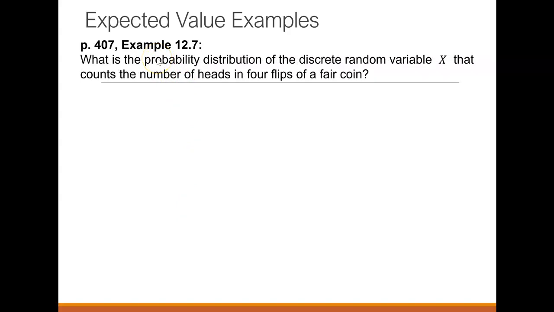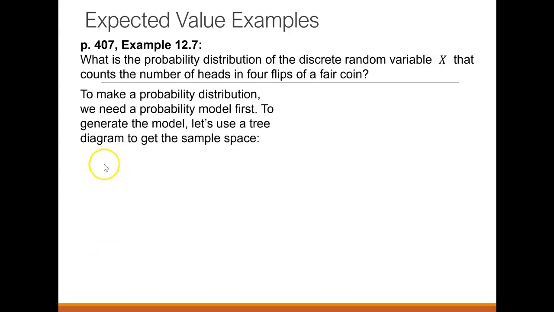Let's do one last example. So let's say we wanted to create a probability distribution for the discrete random variable x that counts the number of heads in 4 flips of a fair coin. So we're flipping a coin 4 times. I'm going to draw a tree diagram to help me keep track of all the possible outcomes.